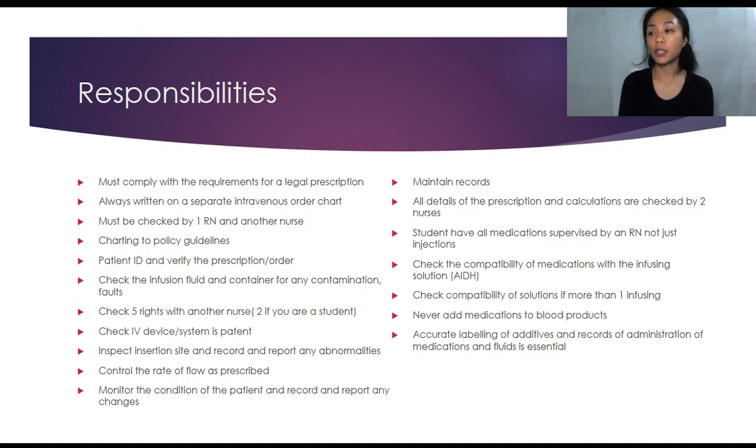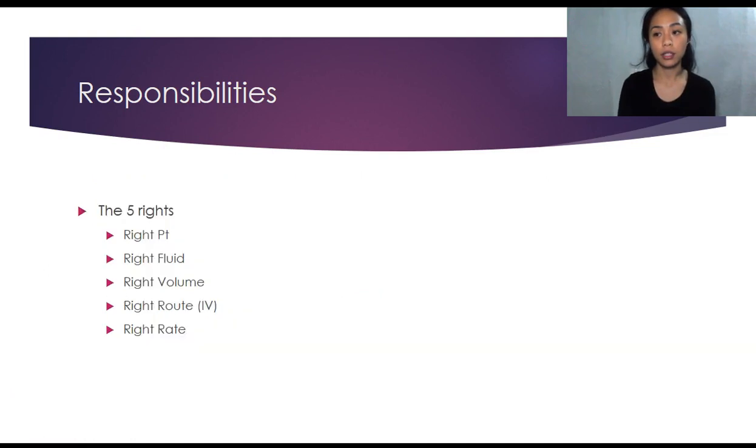Always check your compatibility of solutions and medications, which is something you can check in the Australian Injectable Drugs Handbook. We never add medications to blood products, though the administration of blood products you don't do until next year in 6019, which is high acuity nursing. We always accurately label our medications and our fluids as per the national guidelines.